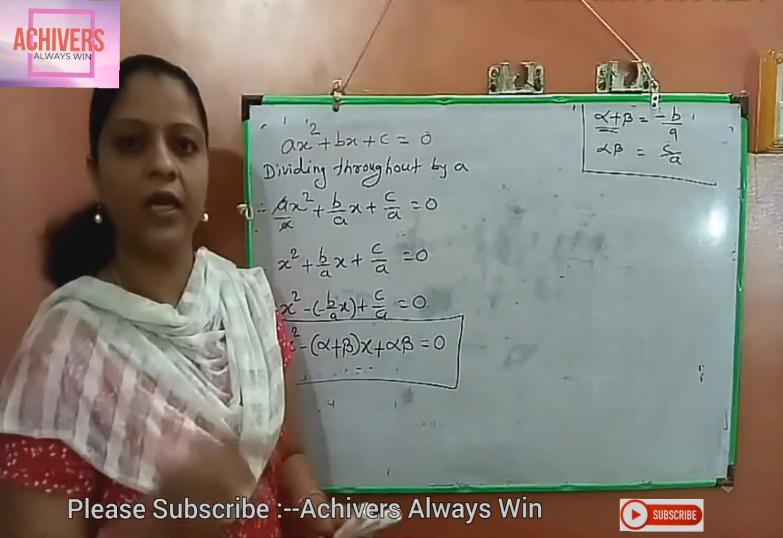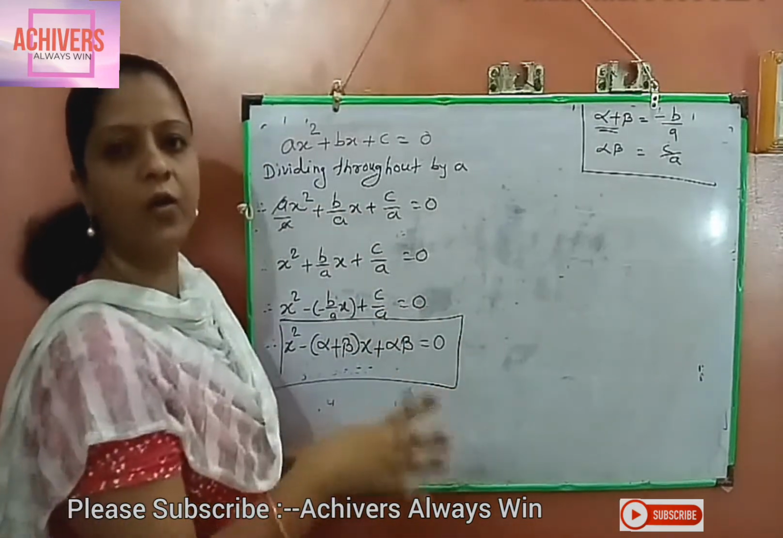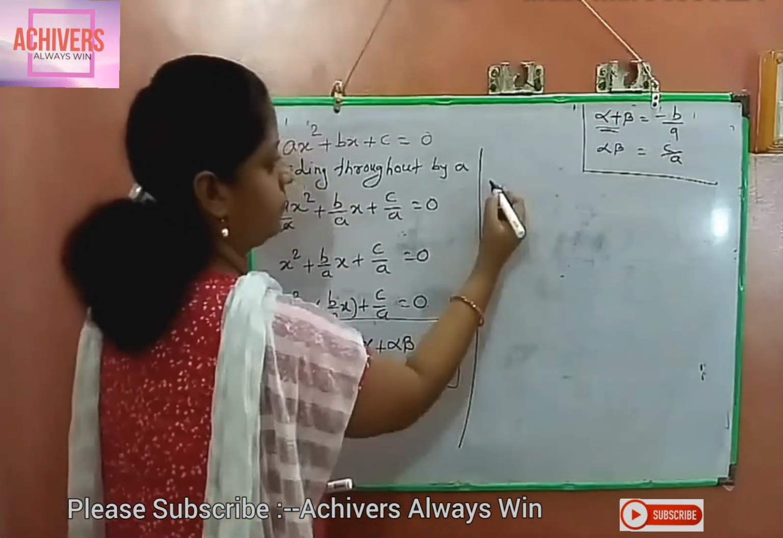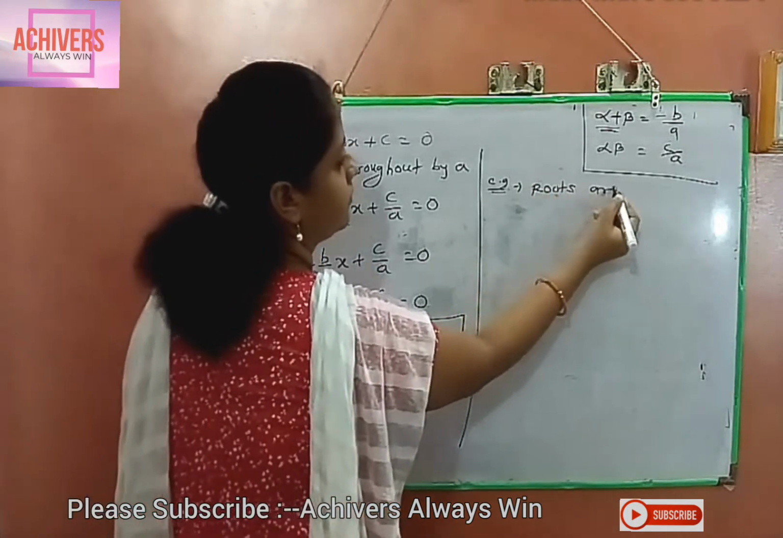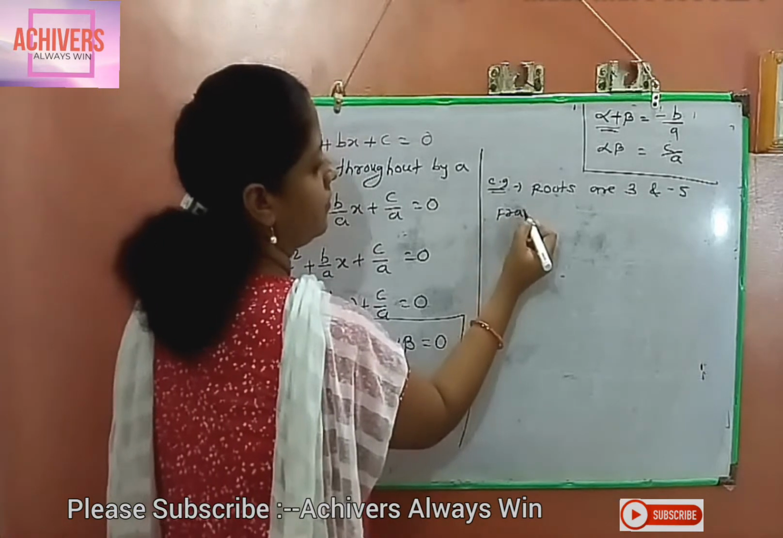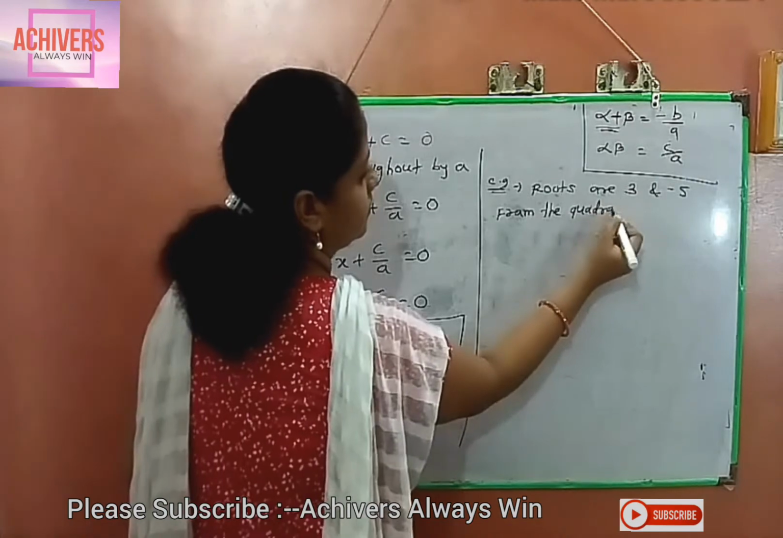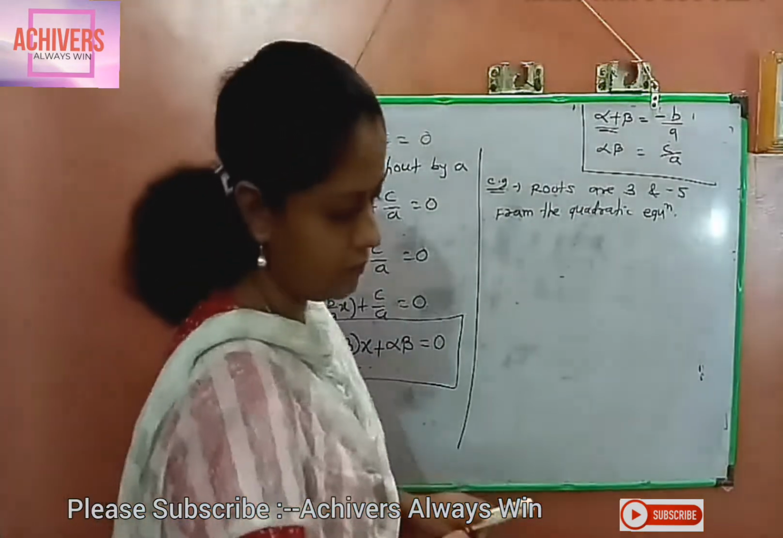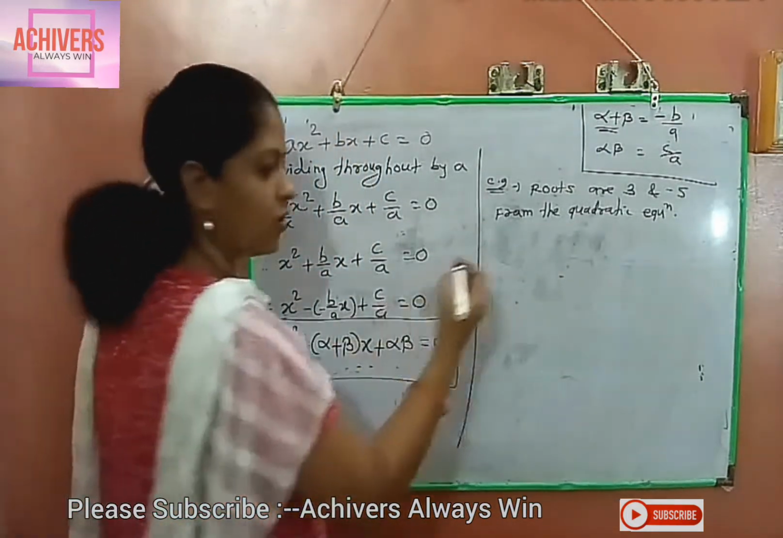If we are given any two roots, we substitute those values in that equation, and we get the required quadratic equation. For example, roots are 3 and minus 5. Frame the quadratic equation. How can you frame this quadratic equation?